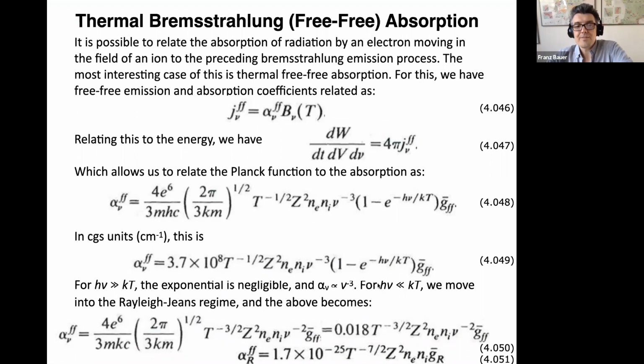Basically, when we have, let's see, is this right? Yeah, we basically have a Rayleigh-Jeans.